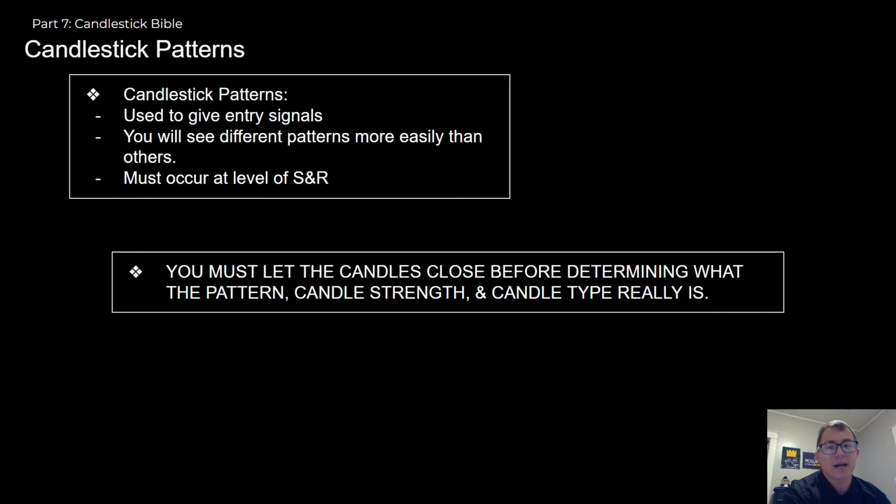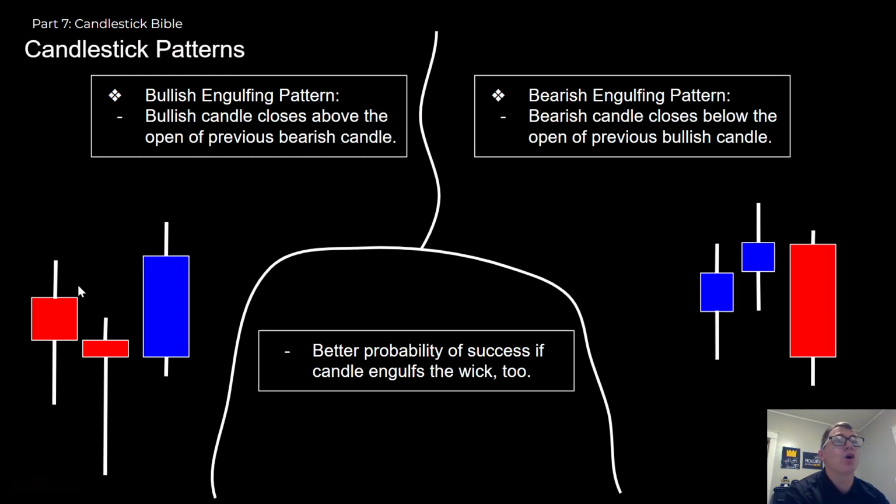Now, we're going to dive right into some candlestick patterns. I'm going to show you two of my personal favorite patterns. This next one is my personal favorite. We're going to be talking about engulfing patterns. We have bullish engulfing and bearish engulfing. We're going to talk about bullish engulfing first. A bullish candle that closes above the open of the previous bearish candle.